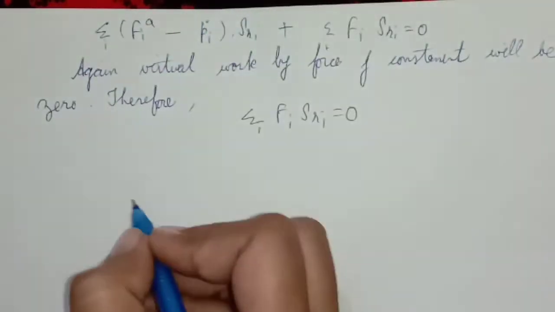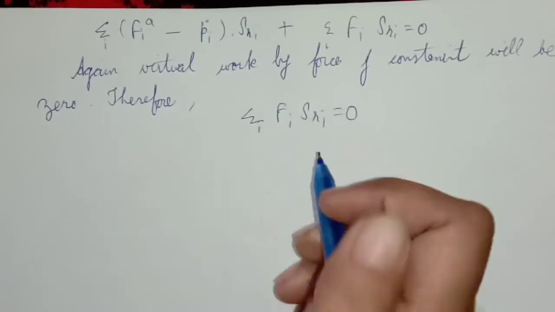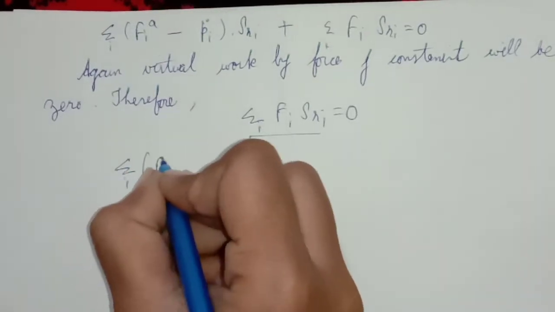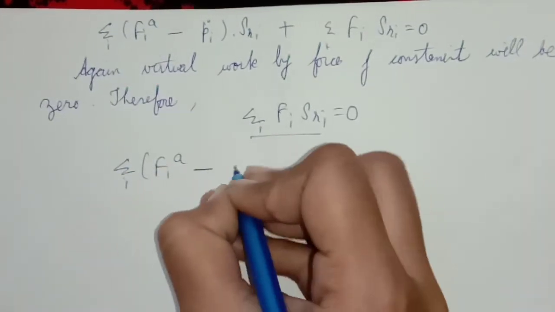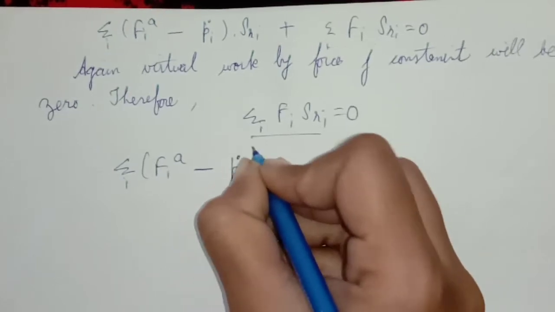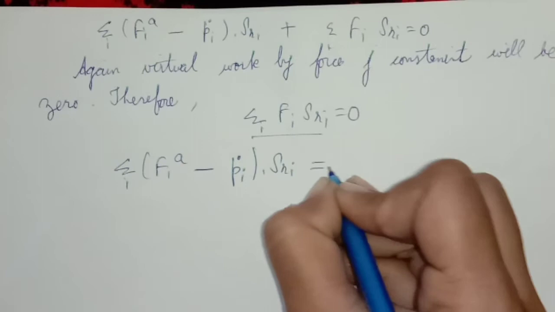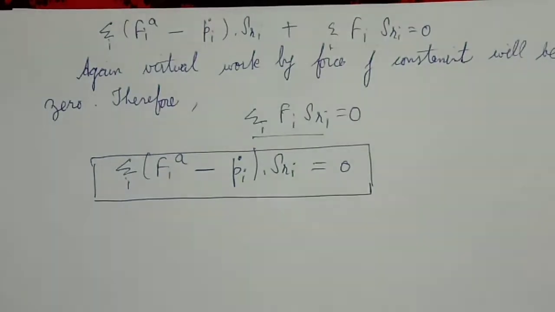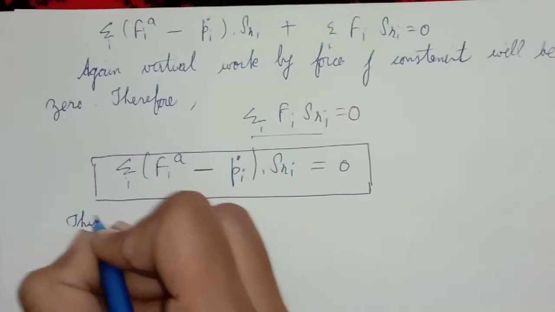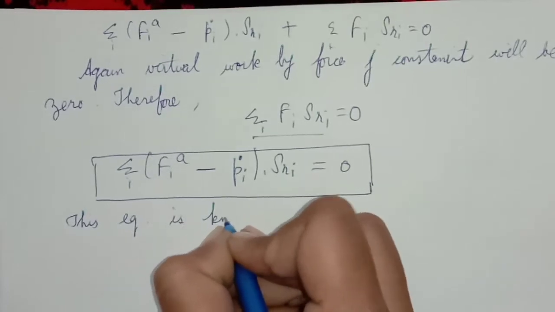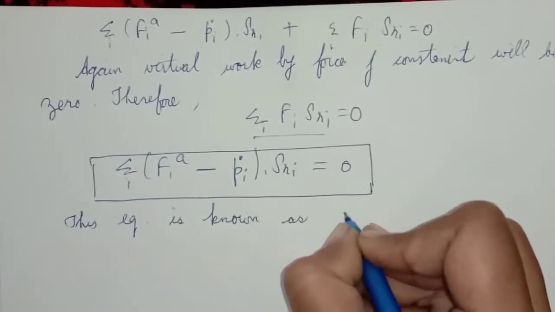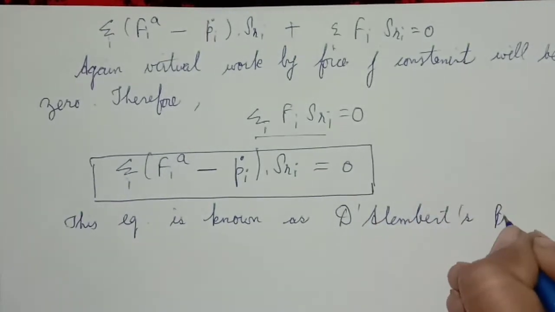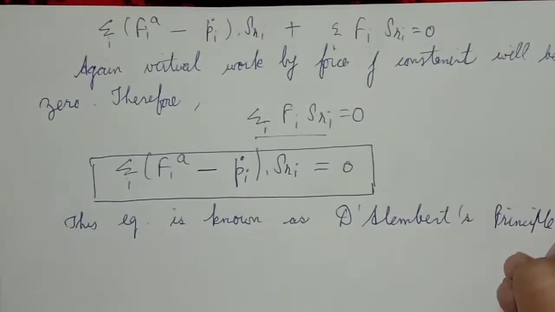So we get the value of D'Alembert's principle. So this value becomes 0. So we can get from here summation i Fia, which is applied force, and change in momentum with respect to time, dot delta Ri equals to 0. So this is the equation of D'Alembert's principle. So this equation is known as D'Alembert's principle. So I hope it will be clear to you.